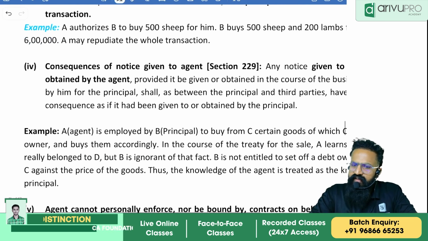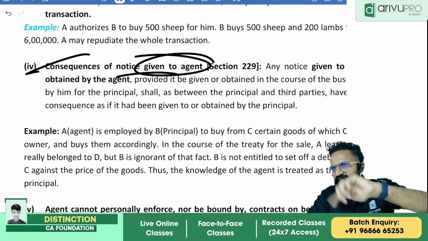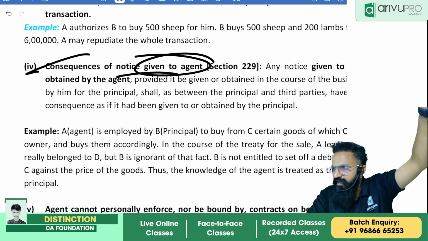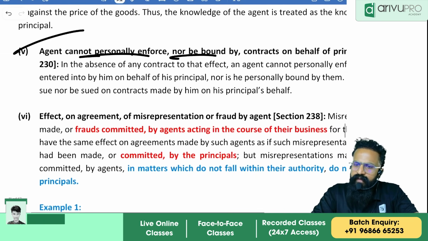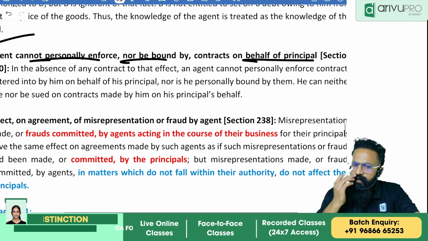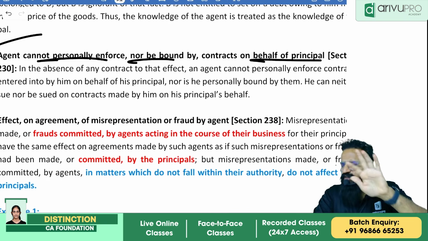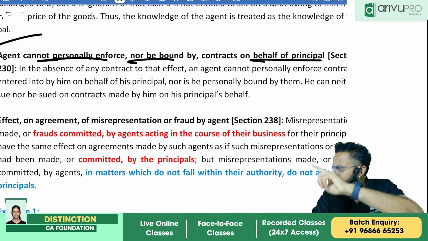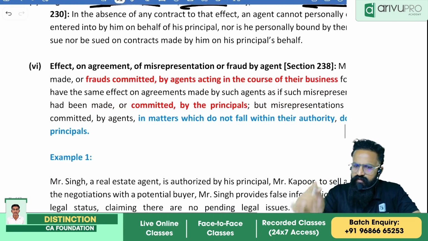We saw this. Consequence of notice given to agent. Anything intimated to the agent is equal to intimating it to the principal. Agent cannot personally enforce nor be bound by contracts on behalf of the principal. What do you mean by that? The agent is not bound by any contracts entered on behalf of the principal. It is always the principal's liability. However, there are exceptions, no?